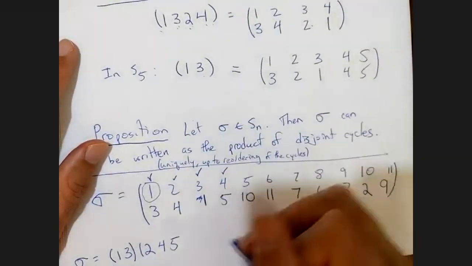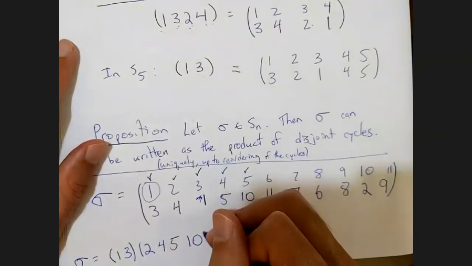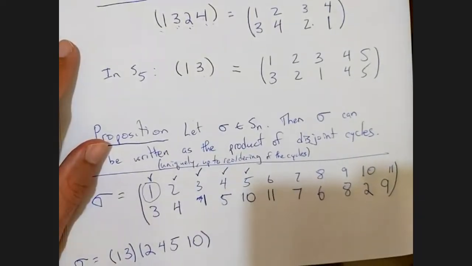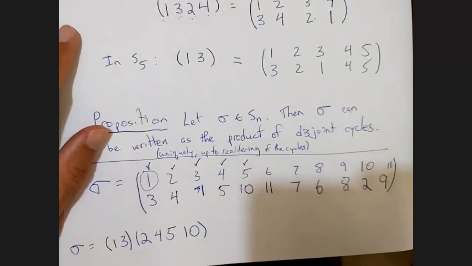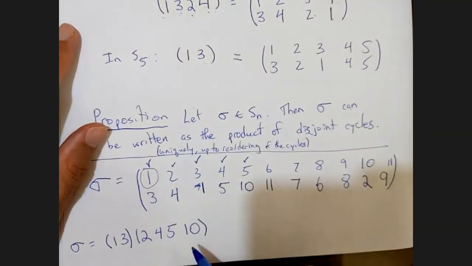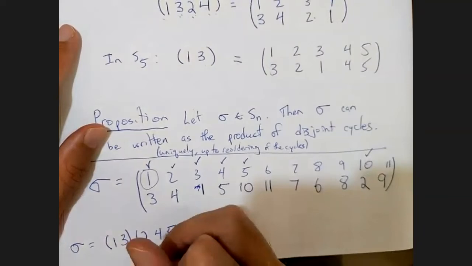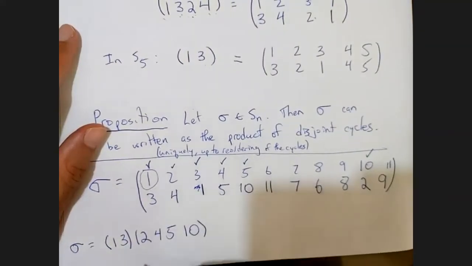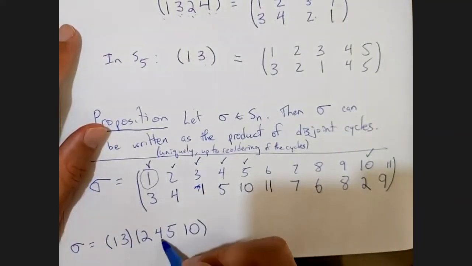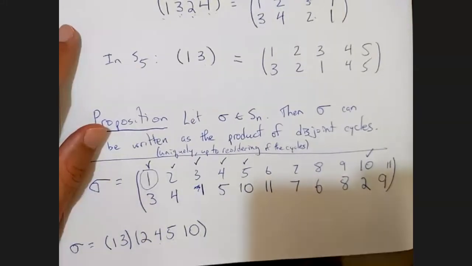What about 5? 5 goes to 10, and 10 goes back to 2, so we close it. Now all the information about what happens to 2, 4, 5, and 10 is included in this cycle. This cycle says 2 gets sent to 4, 4 goes to 5, 5 goes to 10, and 10 back to 2. Okay, and then there's still some information left.